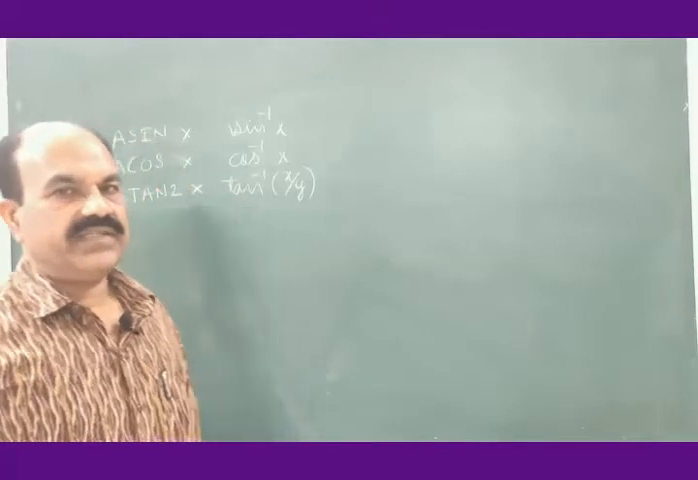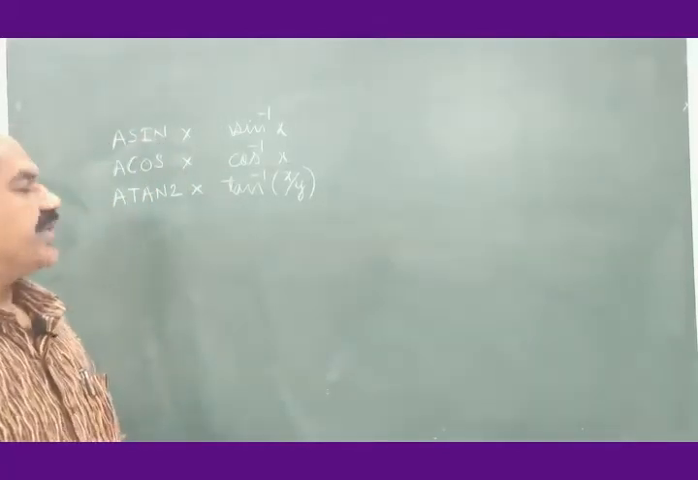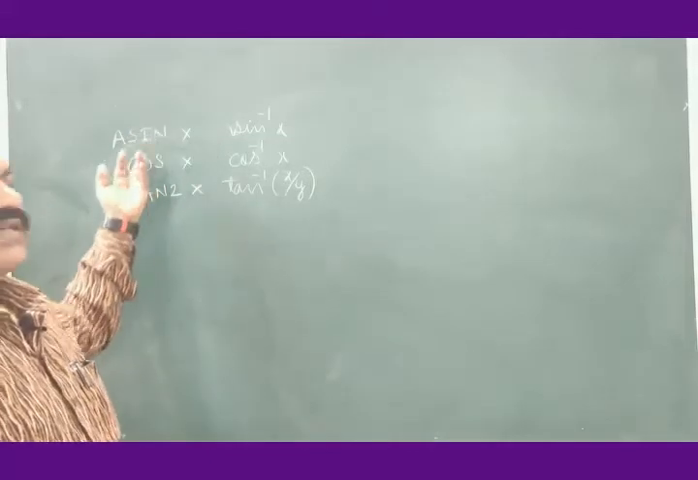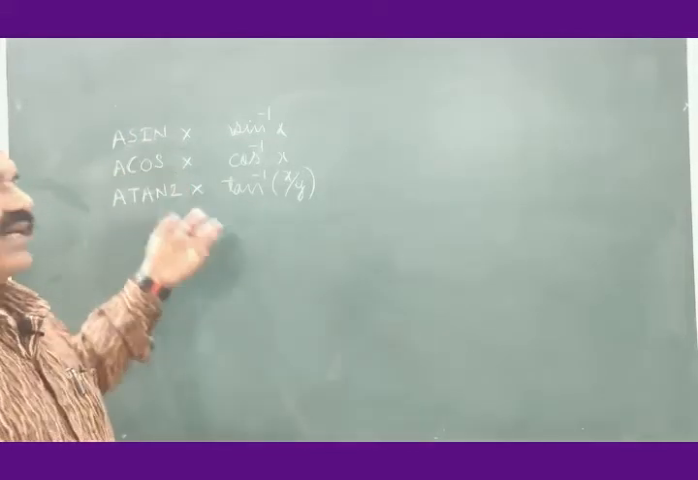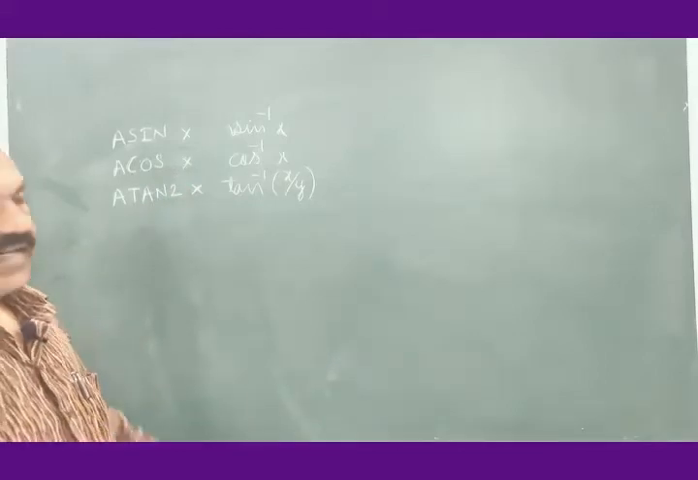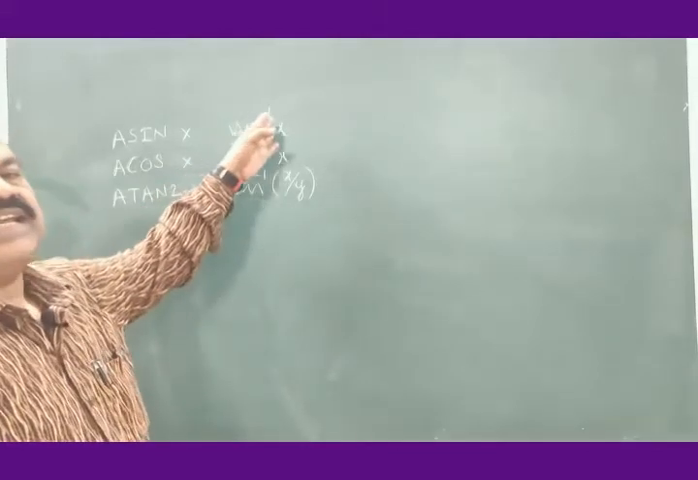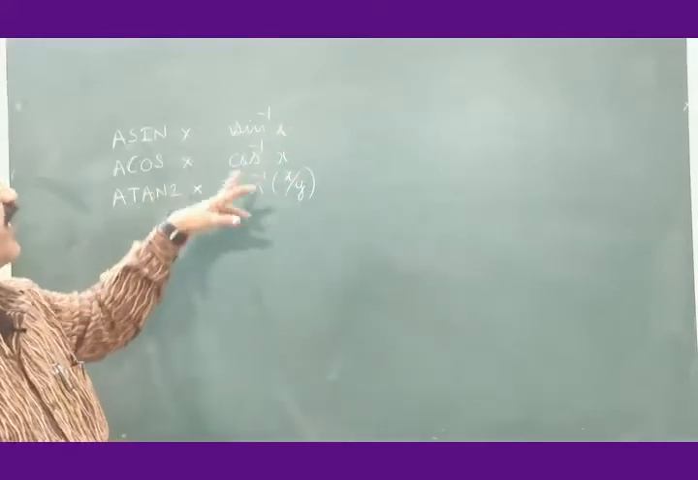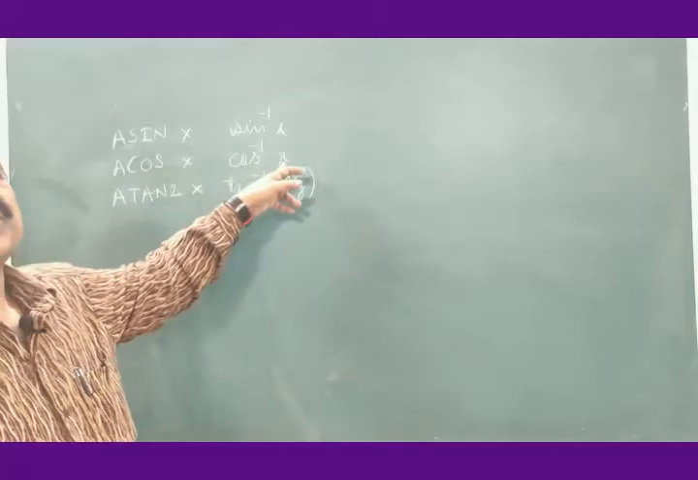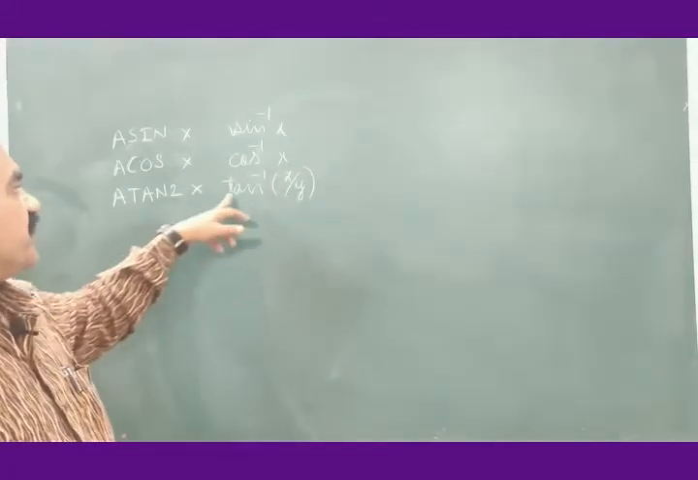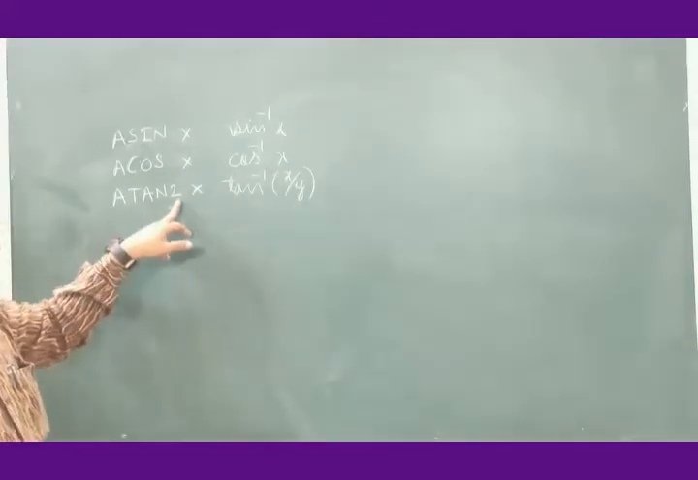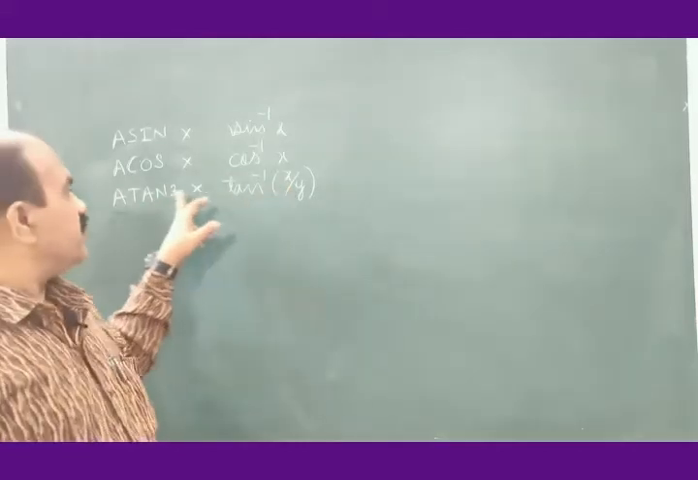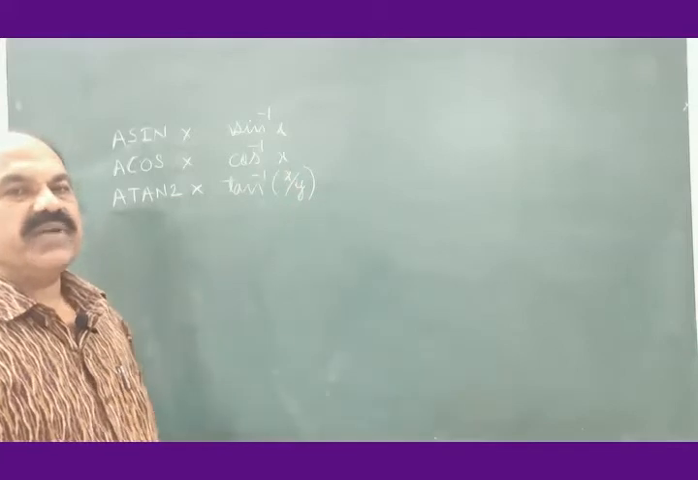ASIN x, ACOS x, ATAN x, meaning arc sine, arc cosine, arc tangent. And how is it written? ASIN means sine inverse of x, where x is the argument. ACOS means cos inverse of x. ATAN means tan inverse of x. ATAN2 is arc tangent of x by y. This 2 is written for this x by y.